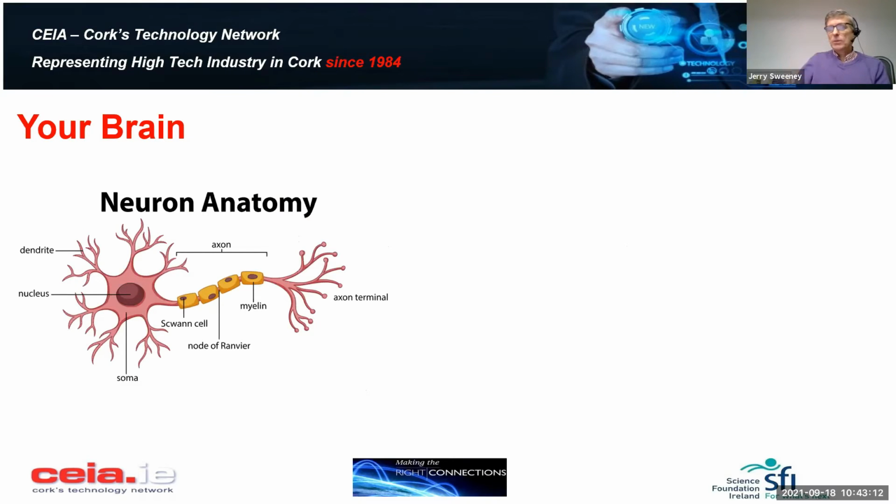Okay, so how does your brain work? Your brain consists of neurons. And a neuron has inputs. I'm not an expert on biology, but it looks to me like they're called dendrites. And it has outputs called axon terminals. And electrical signals go into your dendrites and come out of your axon terminals.